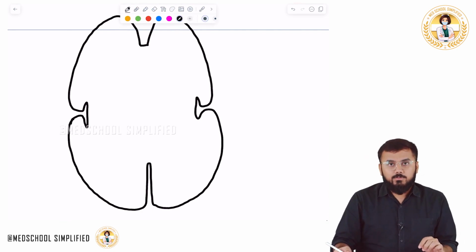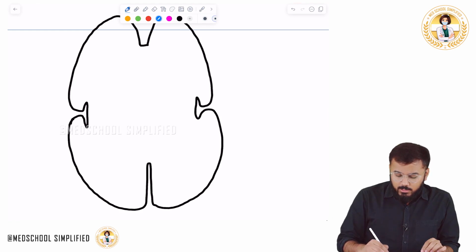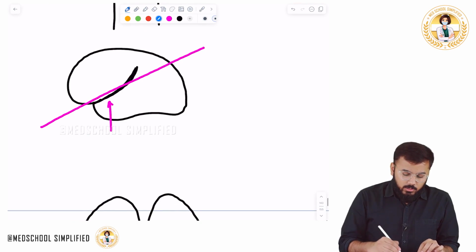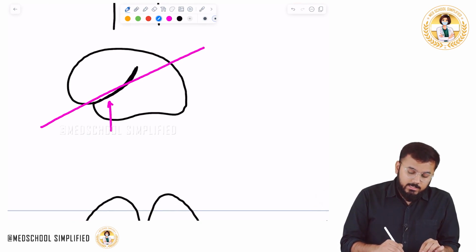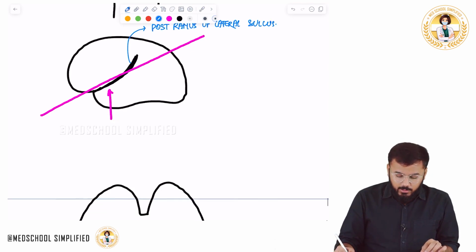Right. So this is a structure which you can see. And where is the lateral sulcus over here? You see this sulcus over here is called your lateral sulcus. Okay. You see what is this line over here? This line is the lateral sulcus, but exactly speaking, this line is the posterior ramus of the lateral sulcus. This is your posterior ramus of your lateral sulcus.